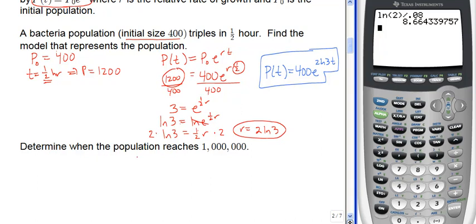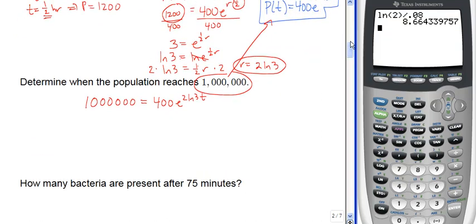It says determine when the population reaches 1 million. So this 1 million, that's a population size, that's a p, so I want to put 1 million right here where that p is. So we're trying to figure out when this model will equal 1 million. So I'm going to set it equal to 1 million, and I'm going to solve this for time, for t. So first thing I'm going to do, as always, isolate that exponential.